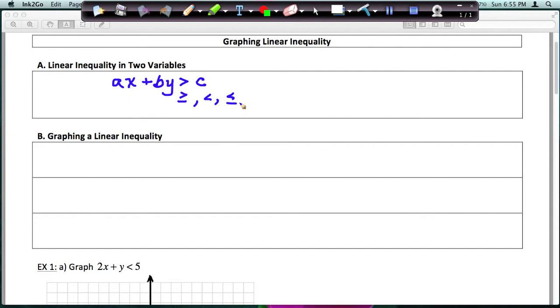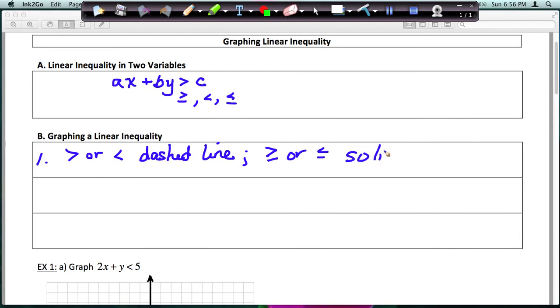So to graph a linear inequality, the first thing that you need to be careful with is that if you have a greater than or a less than symbol, you need to graph your line as a dashed line because all your solutions go up to the line, but they're not actually on the line, so that dashed line shows that. If you have a greater than or equal to or a less than or equal to, so if you have that equal sign, then it can equal a point on the line, and so you graph with a solid line.